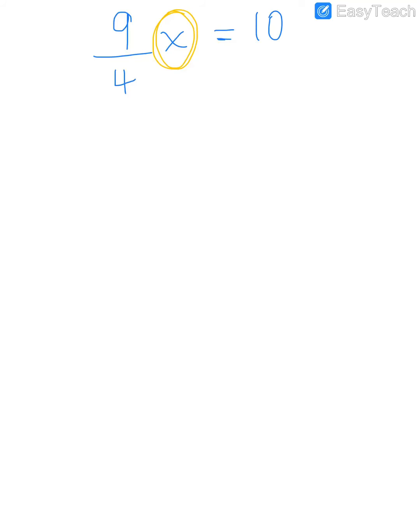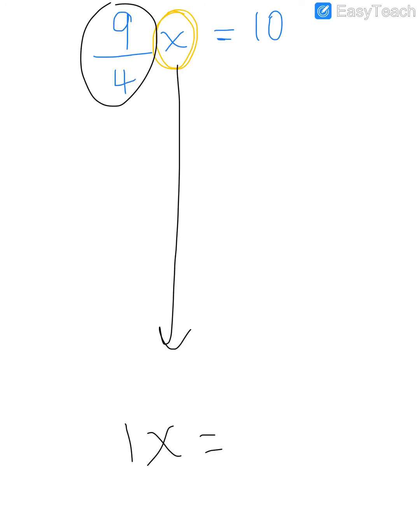So what we're going to be trying to do is get this by itself. We know what the value of 1x is. So this is where our multiplicative inverse comes into play. We know that what 9/4 means is that we're multiplying our x value by 9, and we're taking that answer and dividing it by 4. So this means the same thing as 9 times x divided by 4.